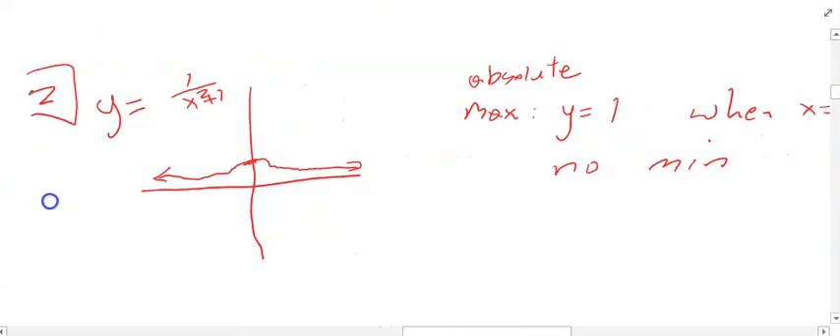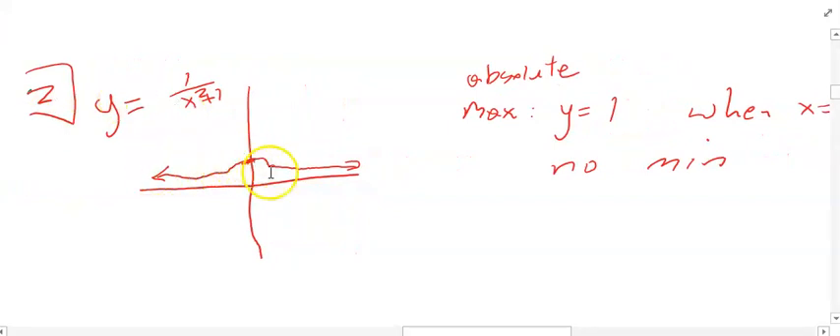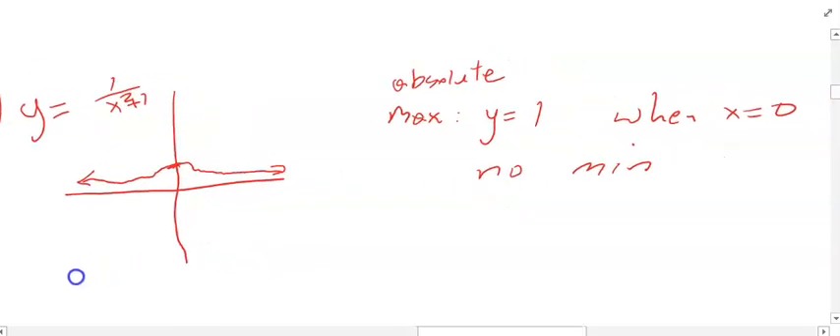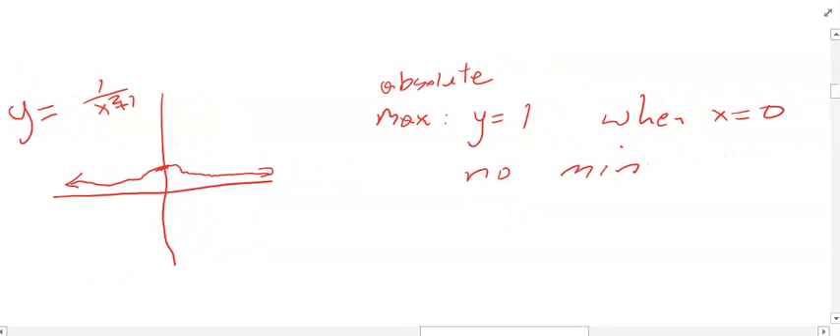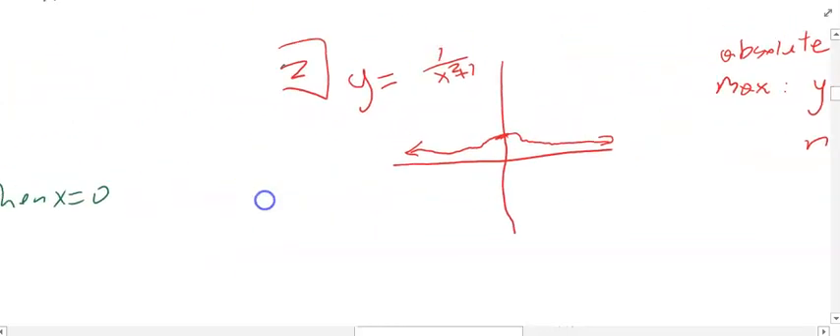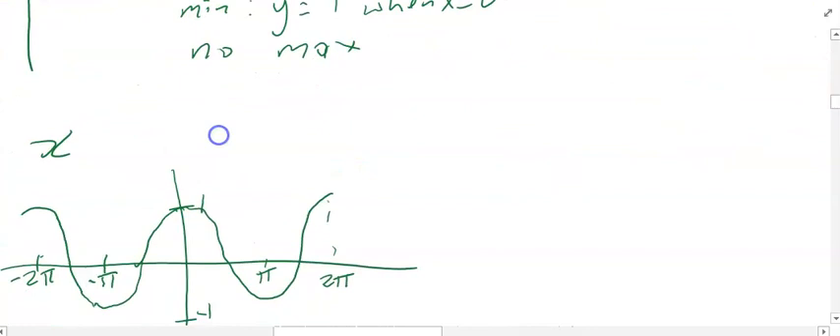For part 2, number 2, if y is equal to 1 over x squared plus 1, notice what the curve looks like. It has a maximum here at (0, 1), it flattens out, going towards 0 at both ends. So the absolute maximum then is y is equal to 1 when x equals 0. And there is no absolute minimum. There's no y value that's the absolute minimum there.